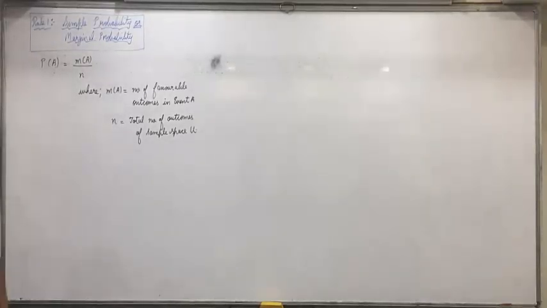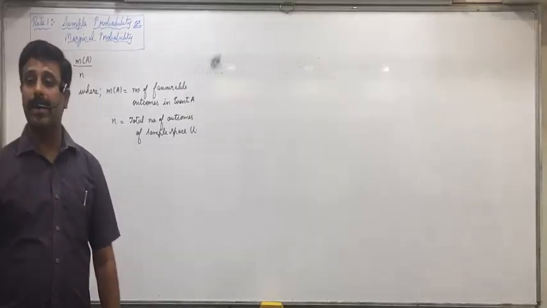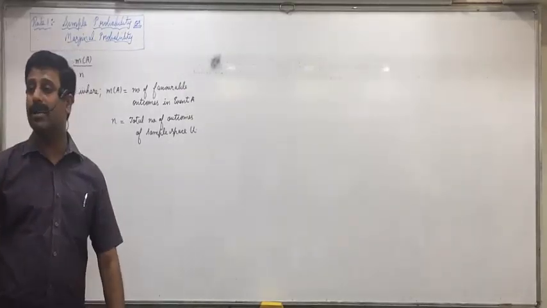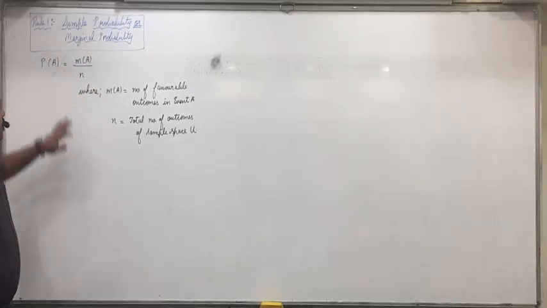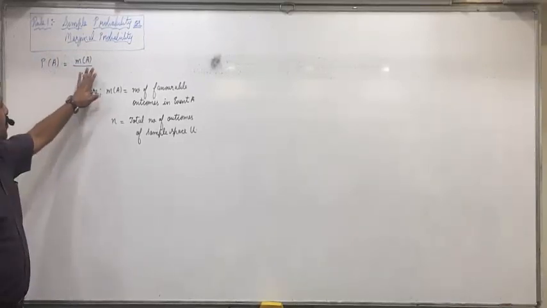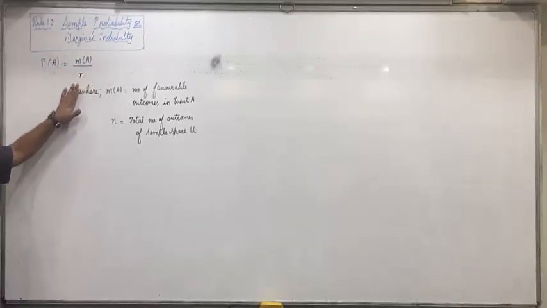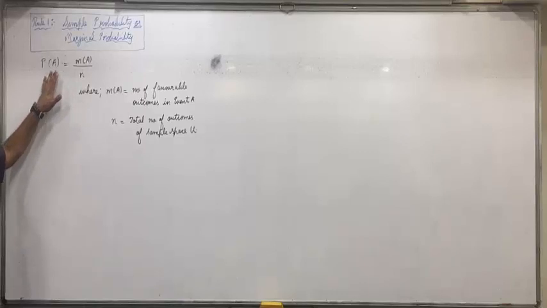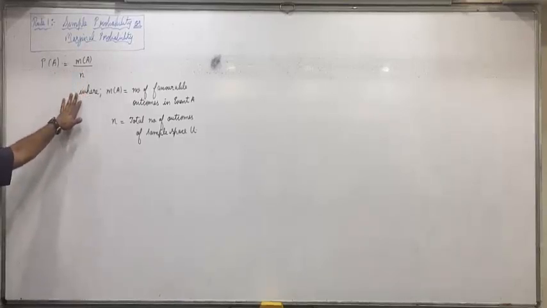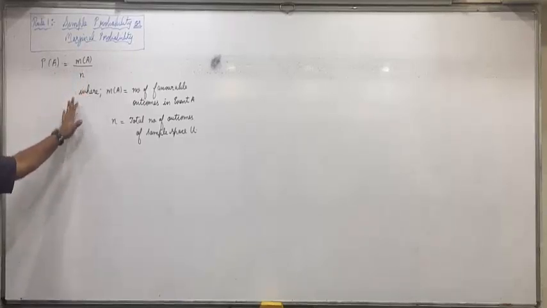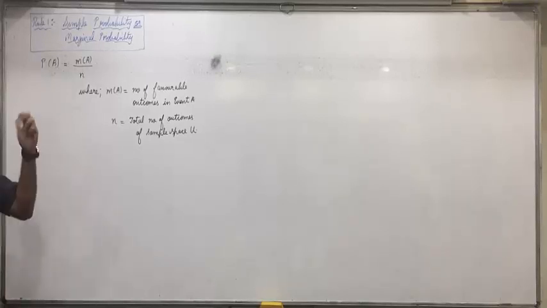M is the number of favorable outcomes in event A, and n is the total number of outcomes of sample space. Okay? So you can remember it as P(A) equals m(A) upon n. But any event can be denoted by any letter. If it is event B, then P(B) will be m(B) upon n. Event C, then P(C) is m(C) upon n. Any confusion on this? Are you all clear with it?